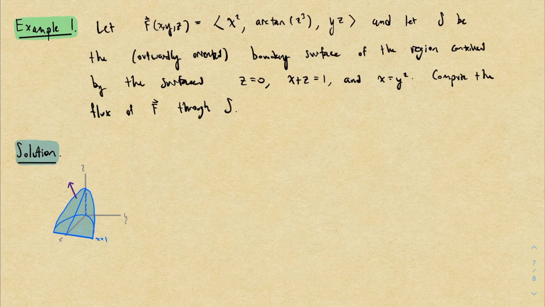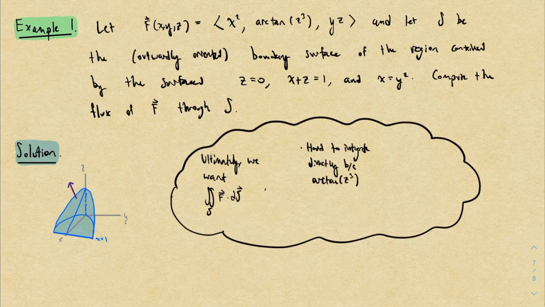But even if we were to do that, this arctangent of z cubed thing looks scary. And in general, it feels like something that I would not be able to integrate directly. So that's a red flag to me that we might want to do something different. And the other obvious indication here that the divergence theorem might be useful is the fact that we're told that this surface we care about is the boundary surface to some 3-dimensional region. By definition, this is what the divergence theorem is for. So both of these things indicate to me that the divergence theorem is going to be a good idea rather than computing this directly.